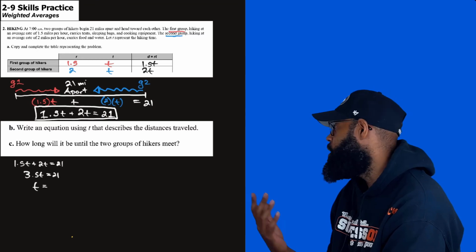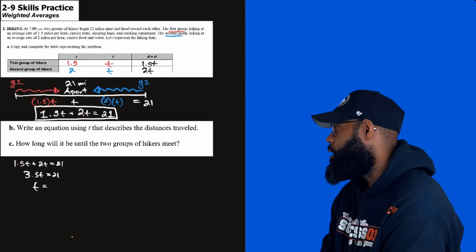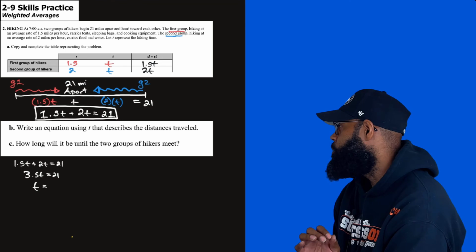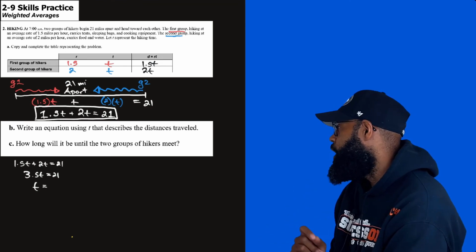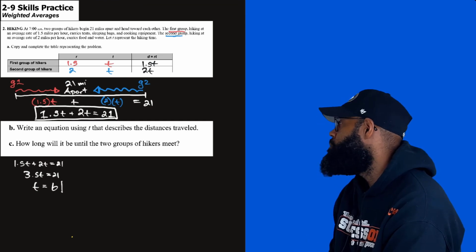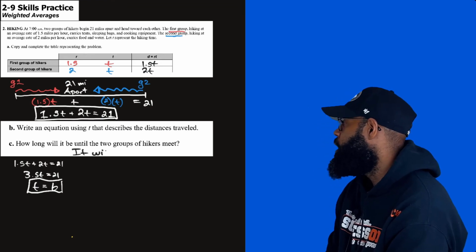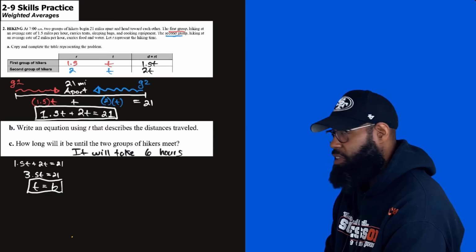Divide both sides by 3.5. And T is, use your calculator. You already know, right? You already know. So finding out what T is, guys, how can I put this? Is solving for the variable. The question says, write an equation using T that describes the distance traveled. Done. How long will it be until the two groups of hikers meet? Oh, okay. It will take 6 hours. Oh, why 6 hours? Because T equals 6.